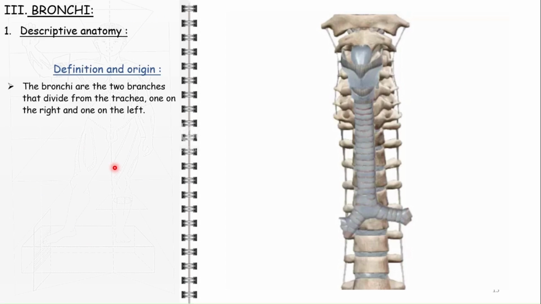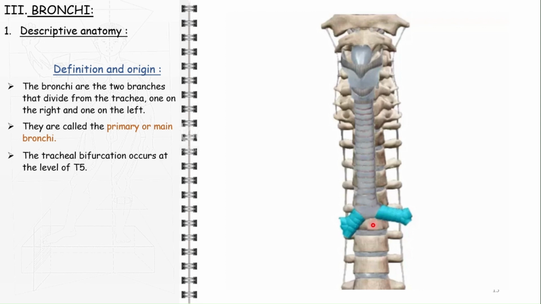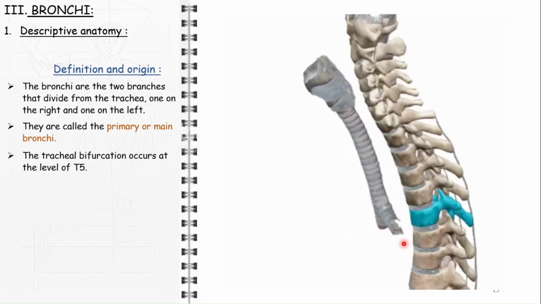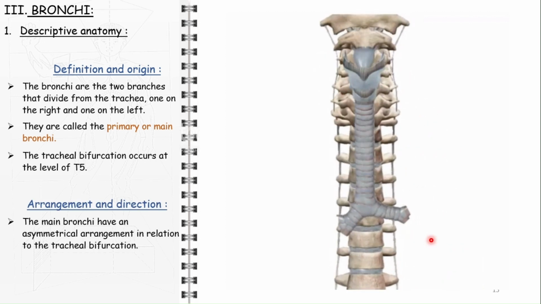The bronchi are the two branches that divide from the trachea, one on the right and one on the left. They are called primary bronchi, or main bronchi. The tracheal bifurcation occurs at the level of the fifth thoracic vertebra, but it can occur lower, at the level of the T5, T6 intervertebral disc, in alignment with the sternal angle, about 1 cm from the midline. The right and left main bronchi have an asymmetrical arrangement in relation to the tracheal bifurcation. They form an angle of 70 degrees.